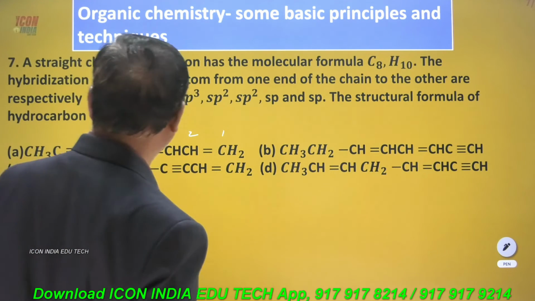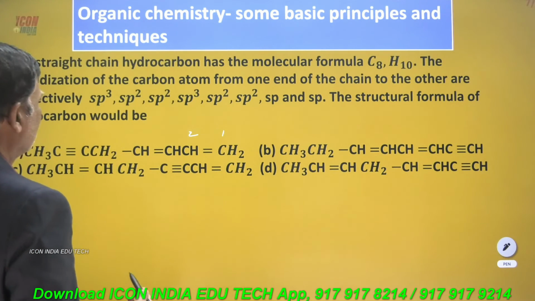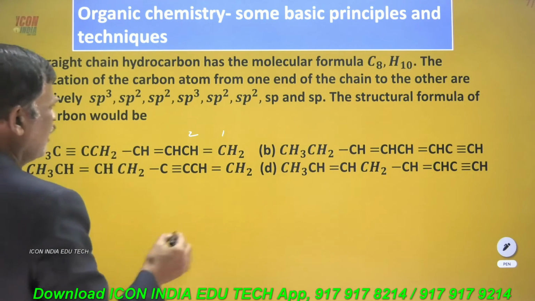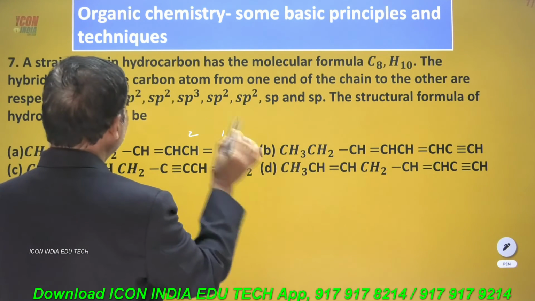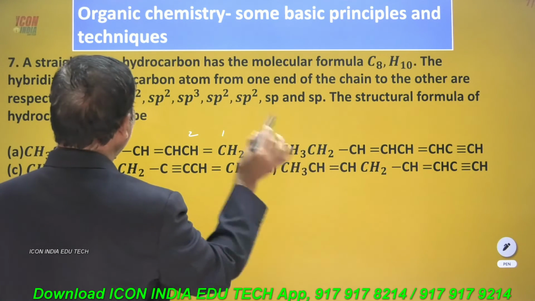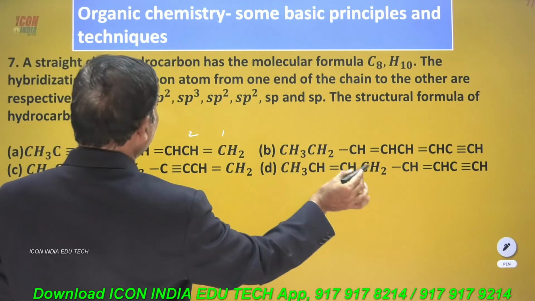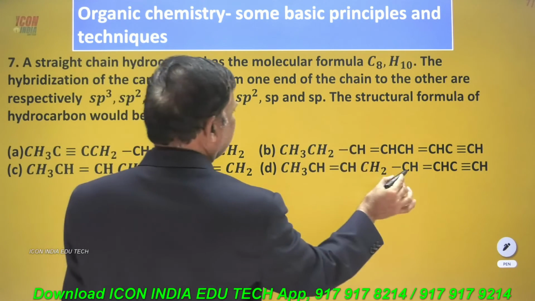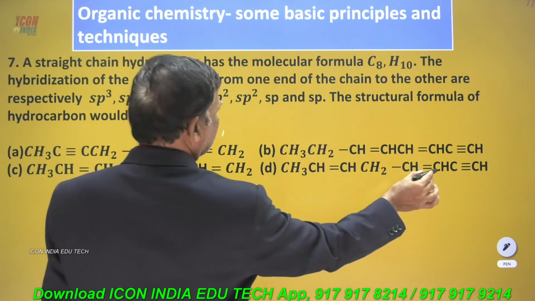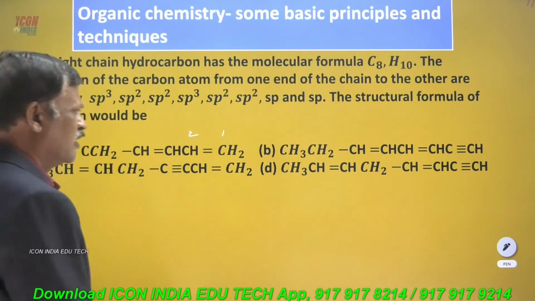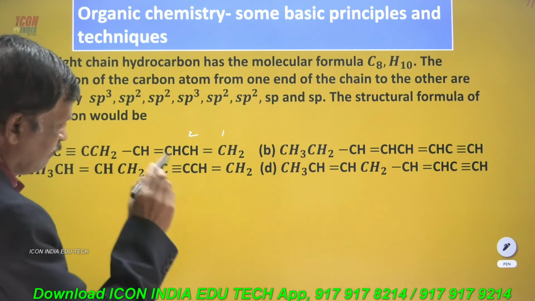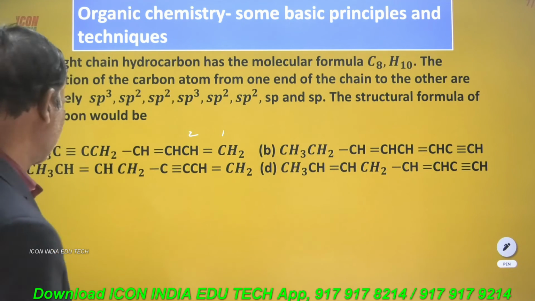Verify the fourth option. All three other options are not matching the given data. So first carbon sp3, second carbon sp2, correct. Third carbon sp2, fourth carbon sp3, fifth carbon sp2, sixth carbon sp2, 7th and 8th sp, correct. So again, the fourth one is the answer.